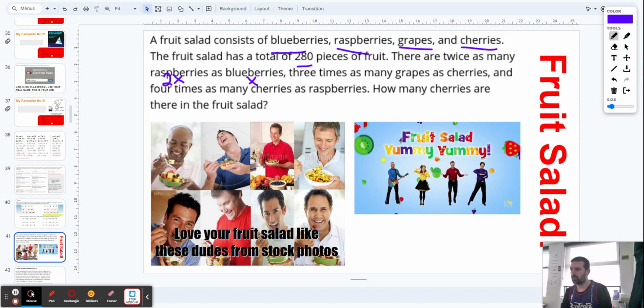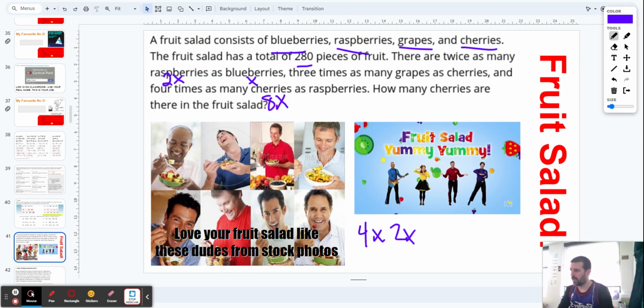3 times as many grapes as cherries. So whatever cherries ends up being, grapes is gonna be 3 times it. But I don't know what cherries is yet, so let's keep looking. 4 times as many cherries as raspberries. Okay, well, since raspberries is 2X, cherries is going to be 4 times 2X, right? 4 times 2X. Well, that's doable. That just becomes 8X, okay? So 4 times as many cherries is right. So cherries now is 8X.